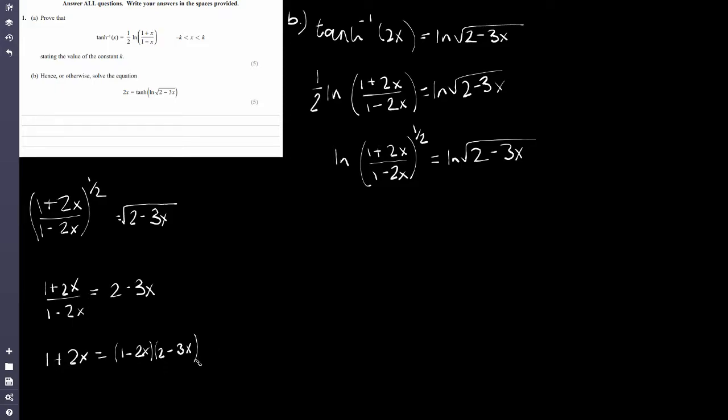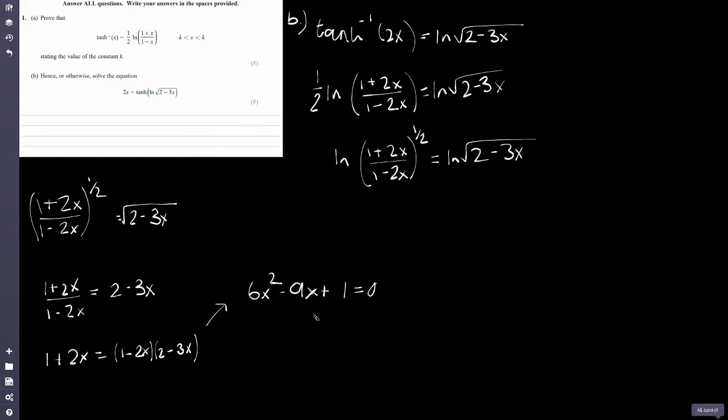Like so. And now we've just got to solve this. So if I expand all this and then simplify it, what you'll get is 6x squared minus 9x plus 1. And this is equal to 0 if we're solving it. So you'll need the quadratic formula for this.